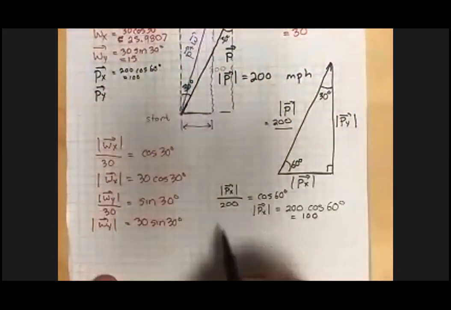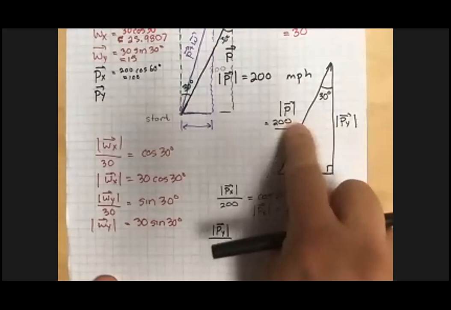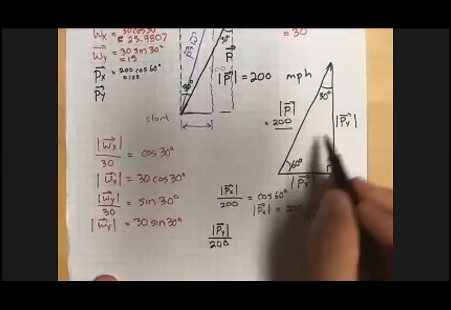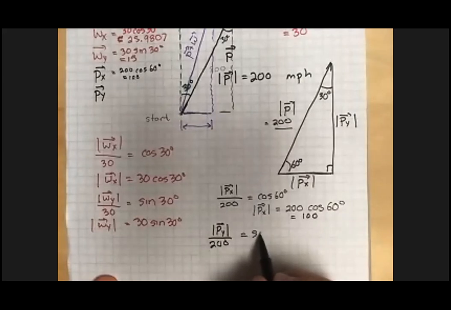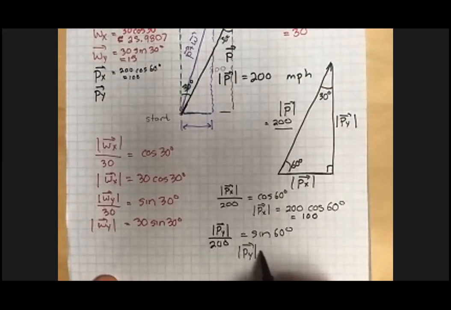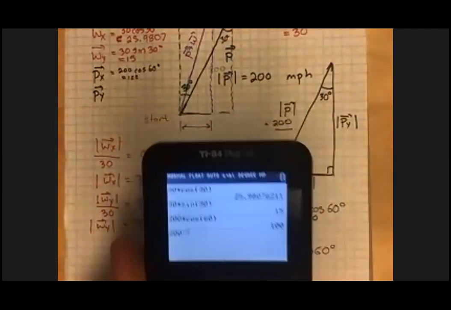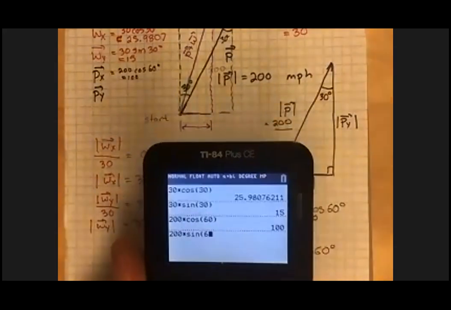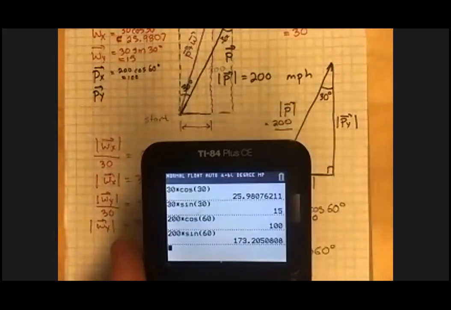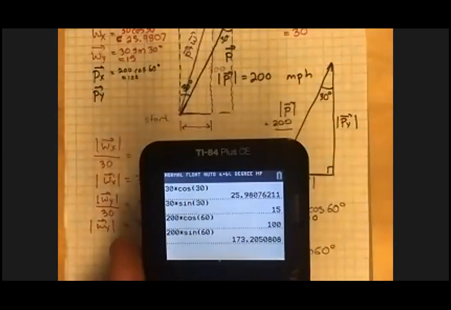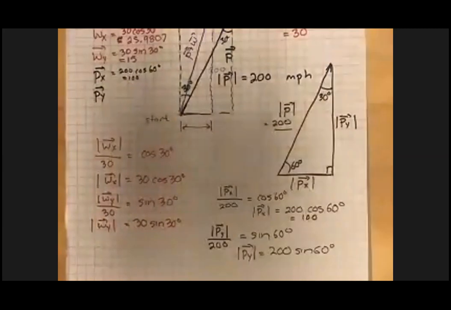Now let's do the last side, the py. The magnitude of py divided by the hypotenuse, 200, is the opposite side over the hypotenuse, that is sine 60. So that means the magnitude of py is 200 sine 60. And that is approximately 200 times sine 60. That's not going to be a clean number. 173.2051 if you rounded it off that far.